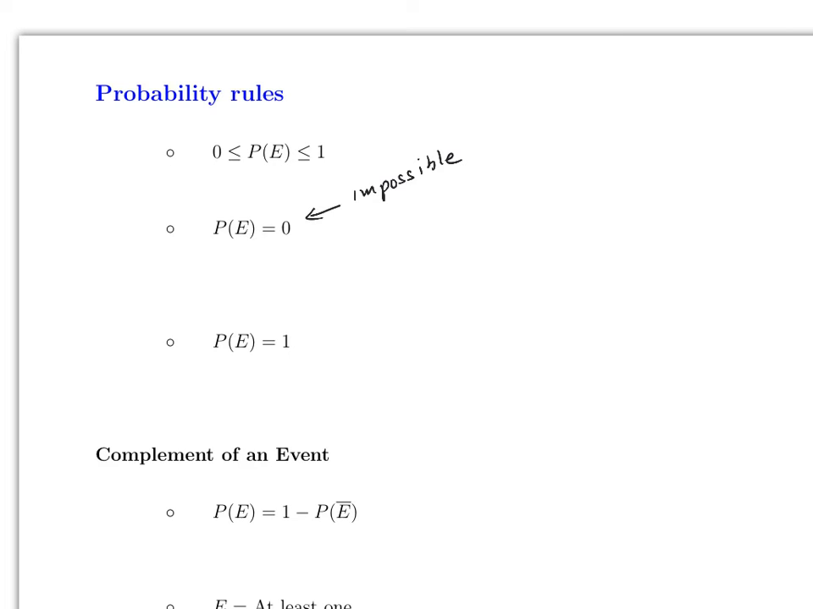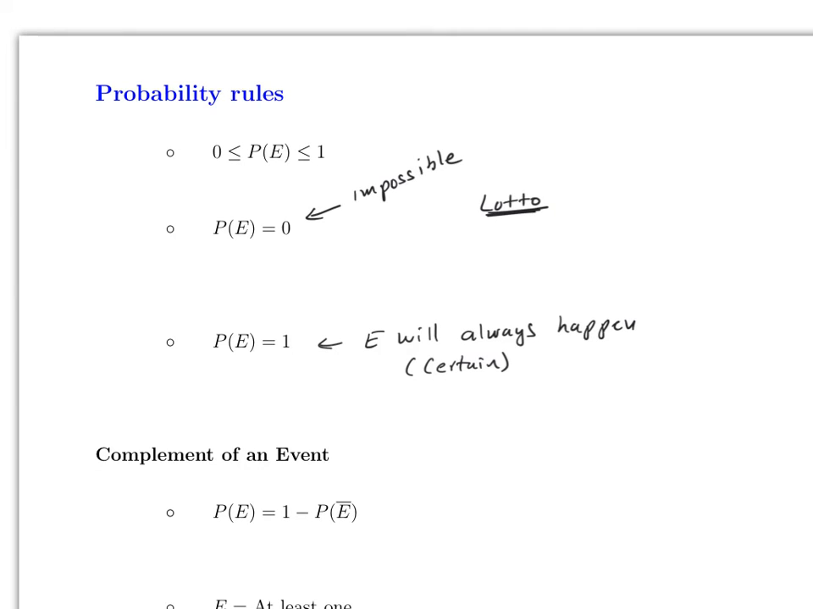Now you have to be careful not to confuse impossible with very hard. The probability of winning the lottery is very, very, very, very small, but it's not impossible because people do win the lottery. Now, at the other extreme, if the probability of E is equal to 1, that means that E will always happen. So this is a certain event.